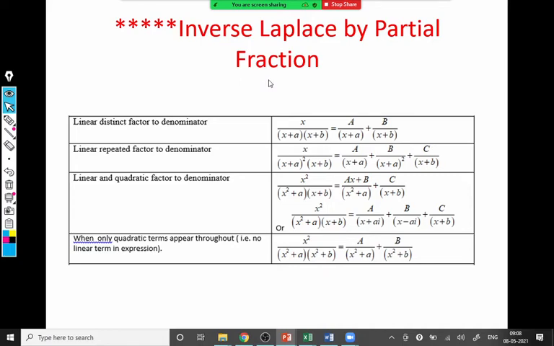So the second last method of inverse Laplace transform is the partial fraction method. We can find the inverse Laplace by the partial fraction method. For that, we should know, when there is a proper fraction of a rational function, the ways of writing that partial fraction. There are mainly four possible partial fractions that we come across.